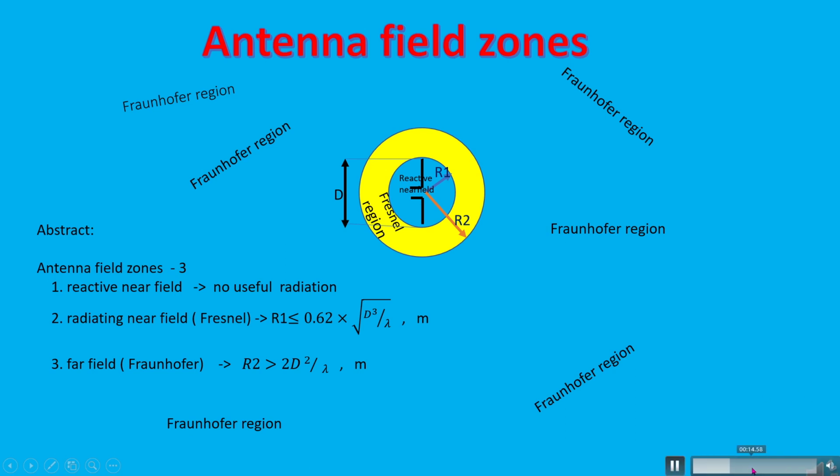Let's have a quick look into the subject. Antenna has three field zones. First one is reactive field zone, which has no useful radiation. Second one is radiating near field, also known as Fresnel zone. The third one is far field, which is also known as Fraunhofer zone.